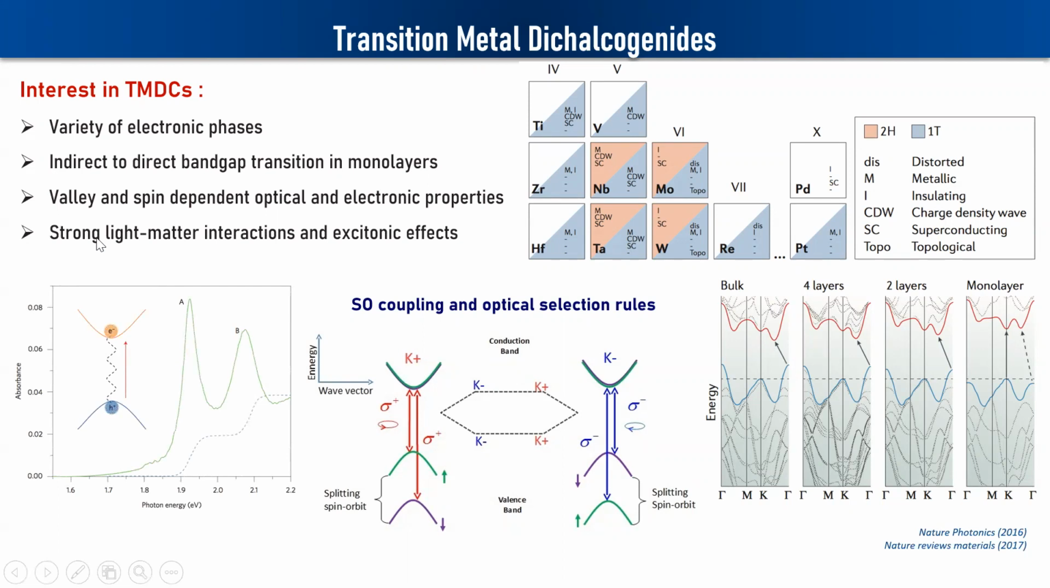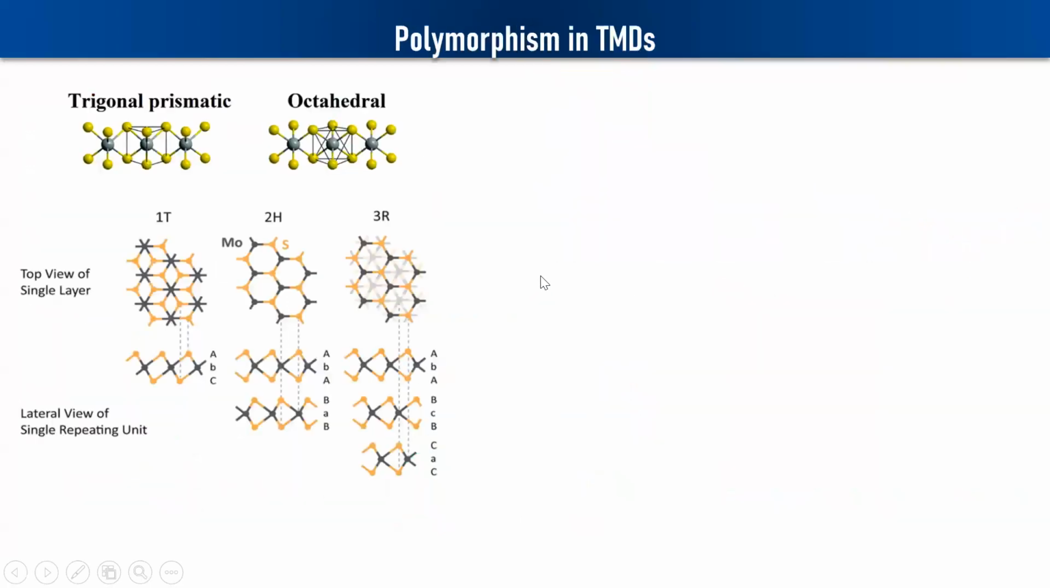And finally, this is one of the very important aspects, which gives rise to a lot of interest in this field. There is very strong light matter interaction in these materials, and these materials also have excitonic features which are evident even at room temperature. The excitons in these materials have very high binding energy, and because of that, you can observe these excitons even at room temperature, as compared to most of the other semiconductors where the excitons are visible only at very low temperature. Okay, so this is the interest in the transition metal dichalcogenides.